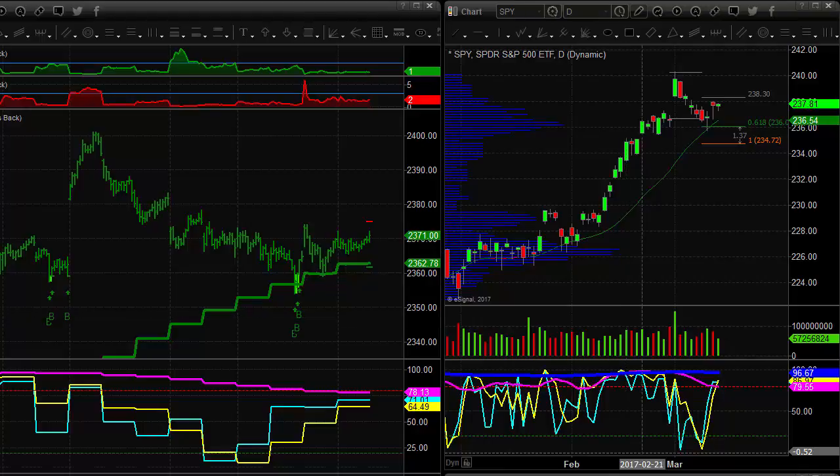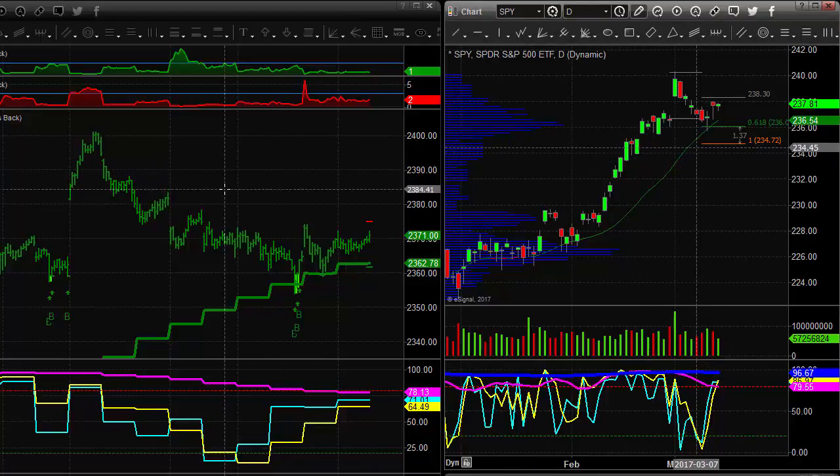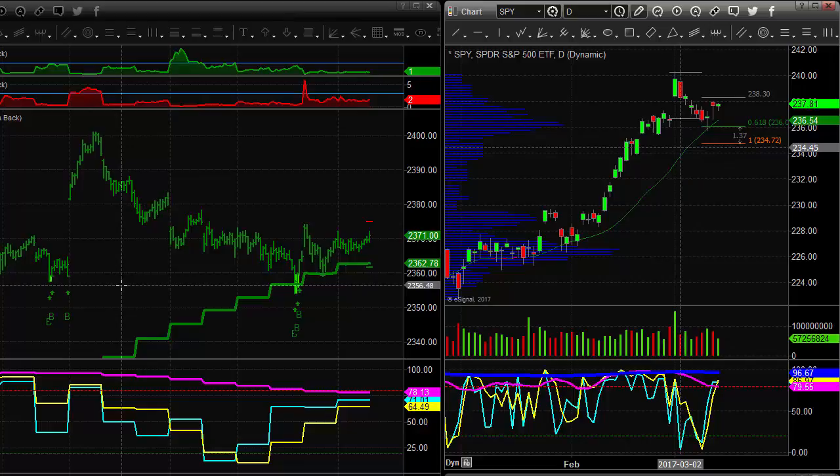Taking a look at the charts, we've got the SPY ETF here on the right-hand side. This is the daily chart. And then we've got the S&P 500 futures, the 30-minute chart on the left, looking back a couple weeks, just really for the period of March.